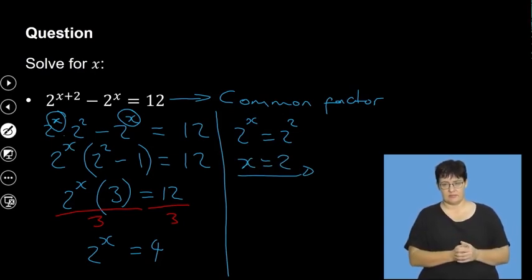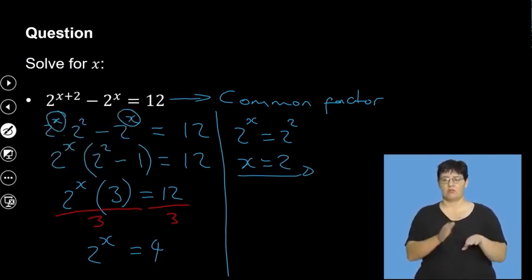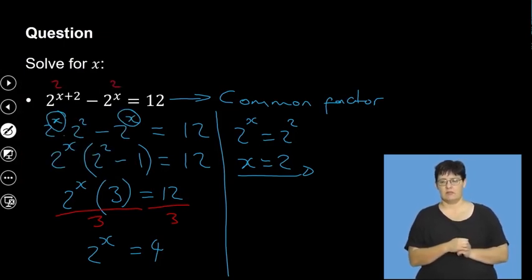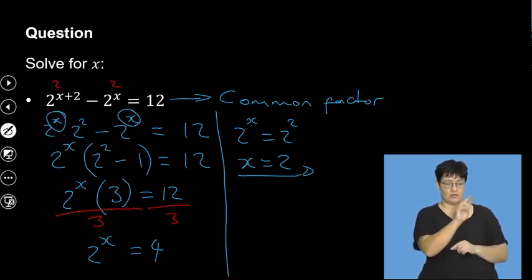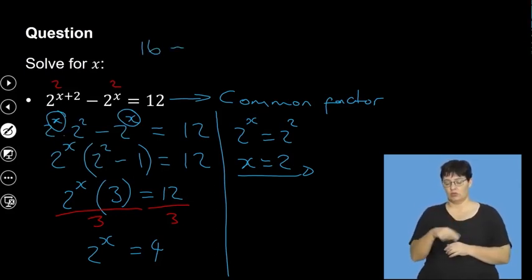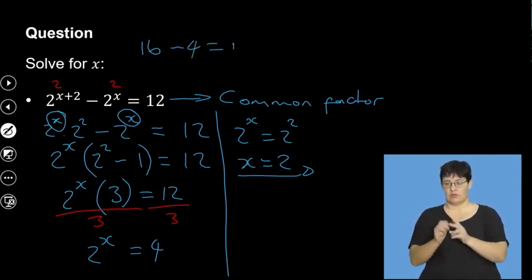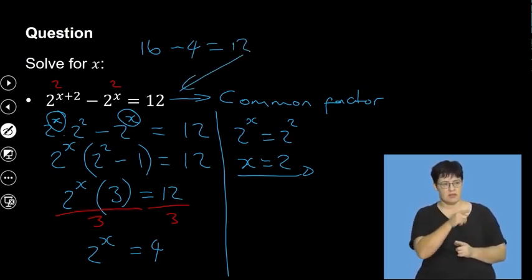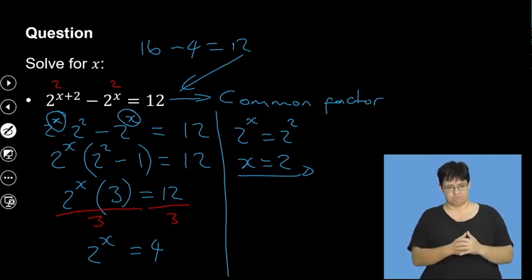To do that, I will write it on top, but I will work it out for you here. 2 plus 2 will be 4. 2 to the exponent of 4, I know, will be 16, minus 2 squared, and 2 squared is 4. I minus that, and this gives me 12, which is the same as that answer there. So that means my answer is definitely correct.